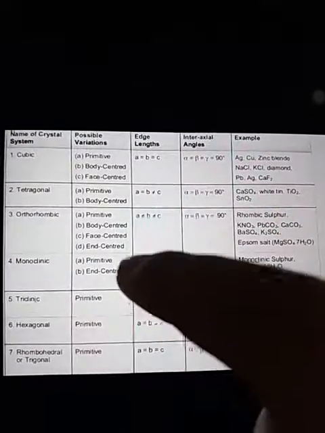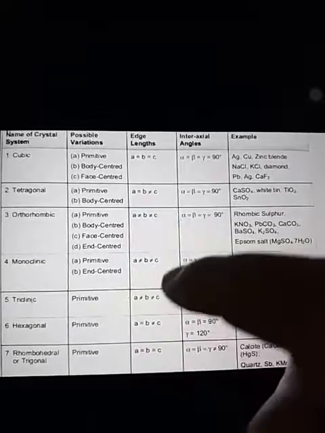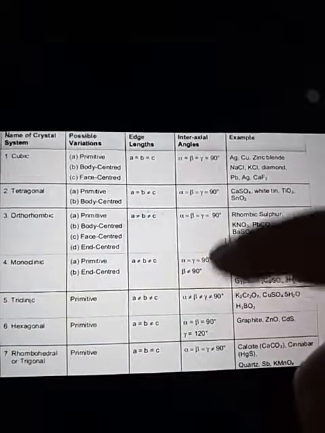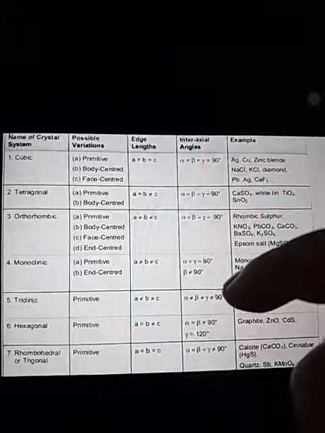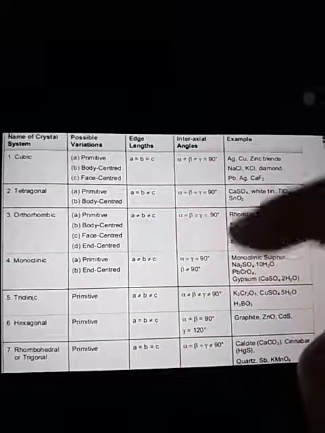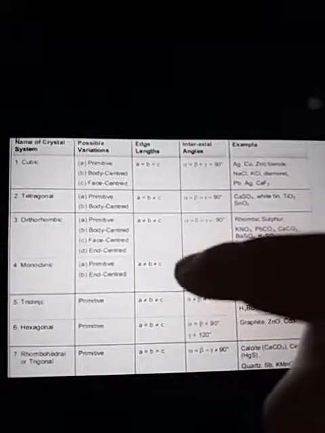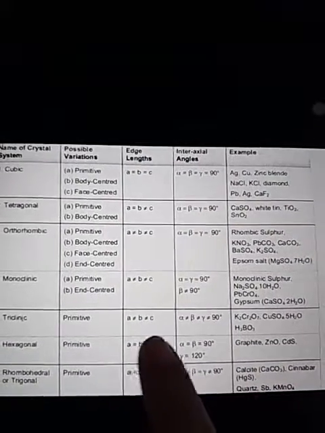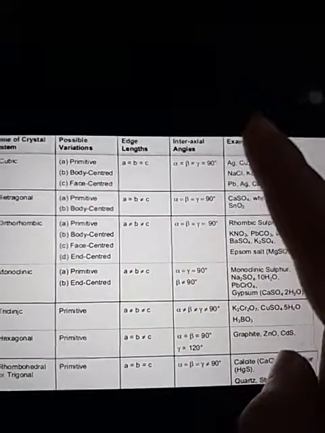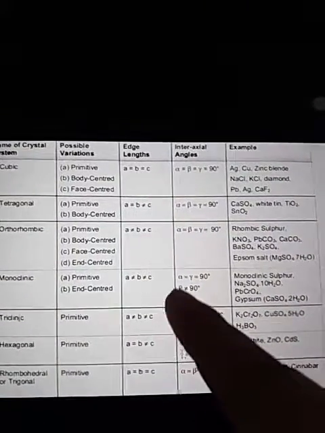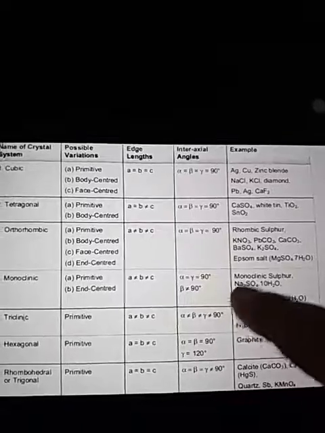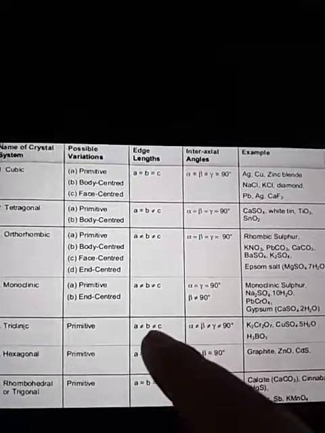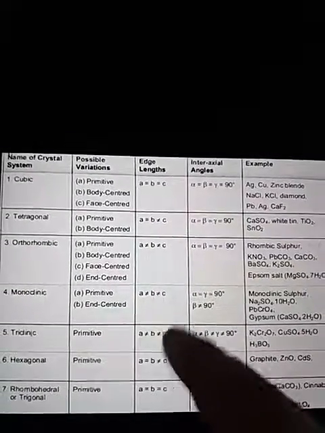In monoclinic, PUC plus EC. A is not equal to B is not equal to C. Alpha and gamma are equal but beta is not equal. See, in monoclinic and triclinic, in triclinic, nothing is equal. So this is the most irregular system. Cubic, most regular. Triclinic, most irregular. तीन तिगड़ा काम बिगाड़ा. You heard the proverb. तीन तिगड़ा काम बिगाड़ा. तीनों जन बिगड़े हुए हैं.